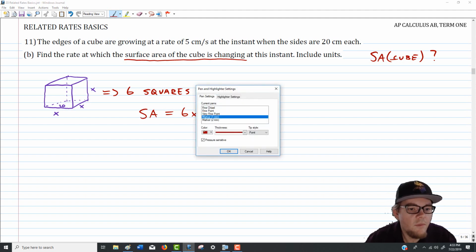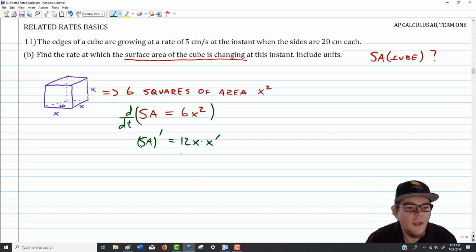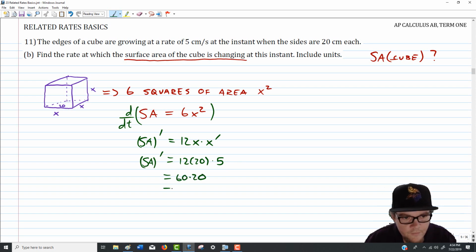From there, the rest of the problem proceeds pretty traditionally. Differentiating with respect to time, we're going to get surface area prime, I'm just going to write it that way, is equal to, it looks like 12x times x prime. As far as our lengths and pieces, we know that x is 20 centimeters. We know x prime is 5. This is going to give us the surface area rate of change we want. This is going to be 60 times 20, which is going to be equal to 1200.